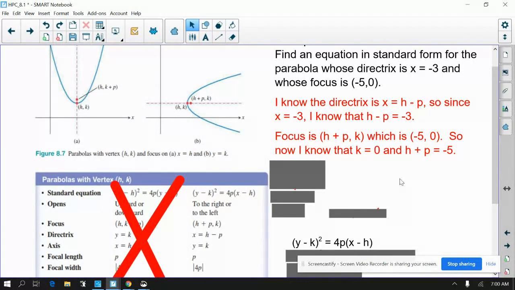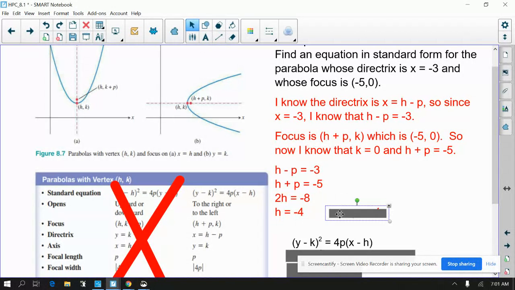Now what? Well, I know that h minus p is negative 3 and h plus p is negative 5. I can combine those into a system of equations. H minus p equals negative 3, h plus p is negative 5. I can add both of those up, and the p's would cancel out, giving me 2h equals negative 8, and h is negative 4. So I know k is 0, I know h is negative 4, and that tells me that p is negative 1, because if h is negative 4, I can go back to either of these two equations. Negative 4 minus negative 1 will get me negative 3.